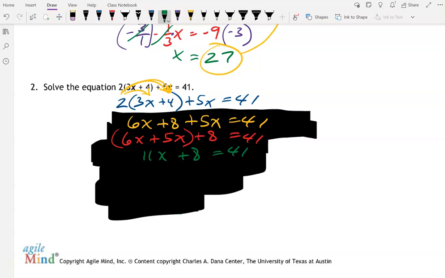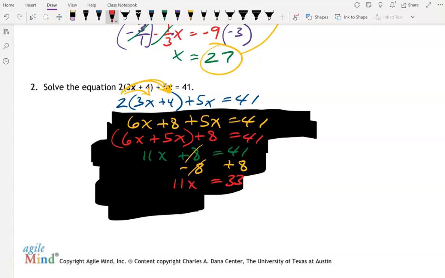All right, now I've got it simplified. It's down to a two-step equation. The next step is to subtract 8 from both sides because I have to undo any addition or subtraction first. Those two cancel each other out, and I am left with, let's see, 11x equals 41 minus 8 is 33.